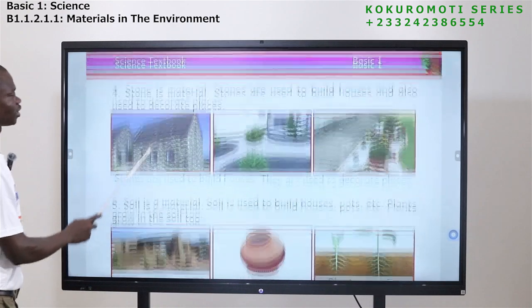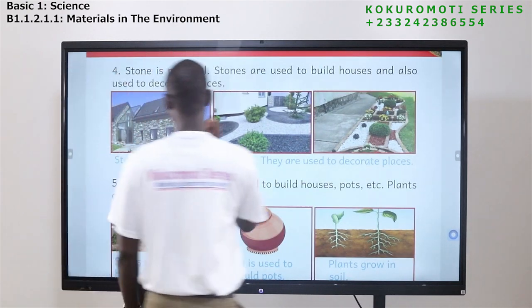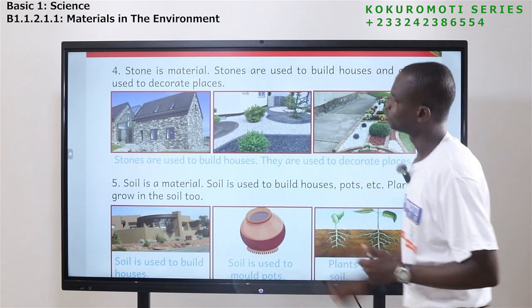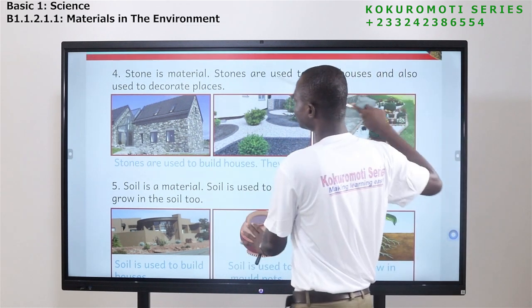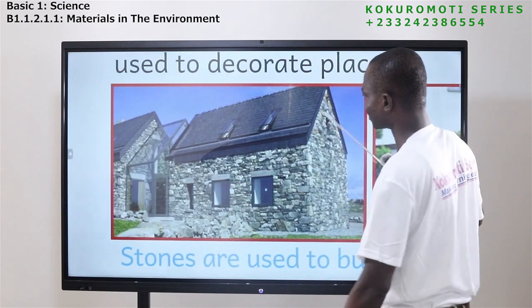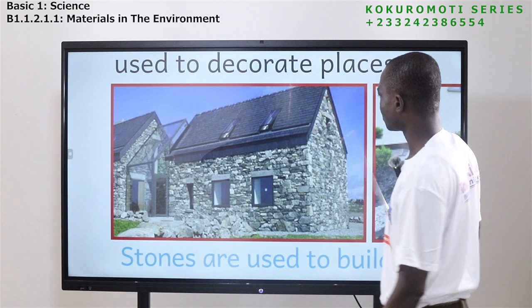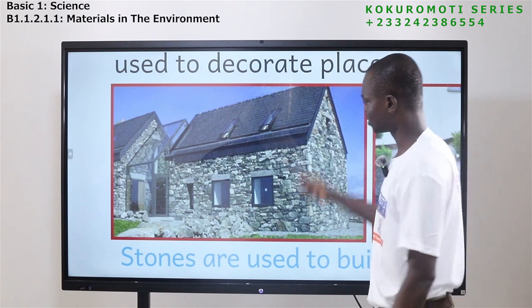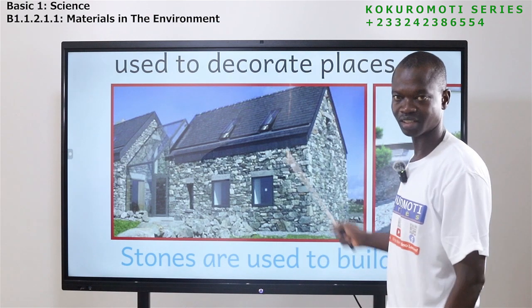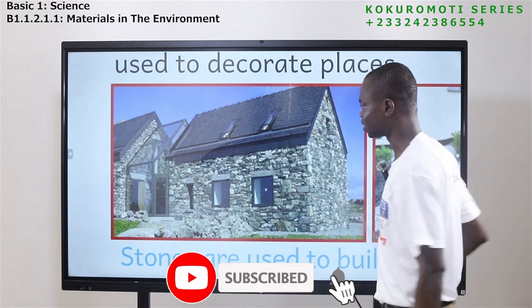Okay. Now when you come to this side, stone. Stone is a material. Stones are used to build houses and also used to decorate what? Places. So let's look at this. Look at this chapel or this building. I believe it's a church. So look at this. So you could see that they use stones to put up this structure. They use stones to build this.